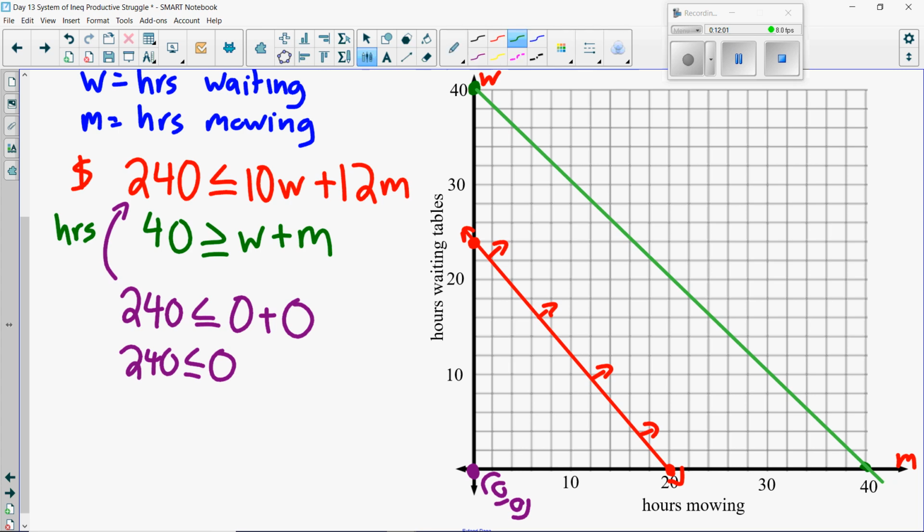And now the arrows. We have to plug in to see what makes it true. So again, I'll plug in 0, 0. If we plug 0, 0 into this, we get 40 greater than or equal to 0 plus 0, which is 0. True. So for this one, we shade the side containing 0, 0.